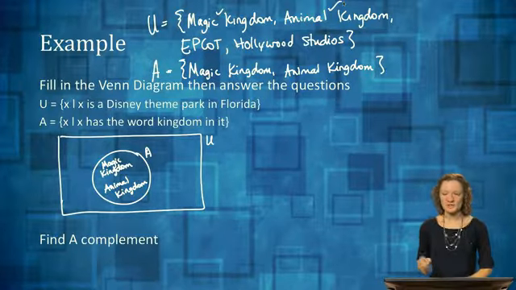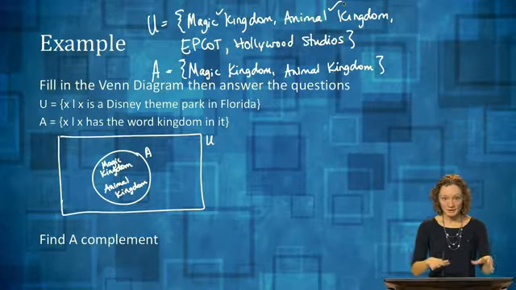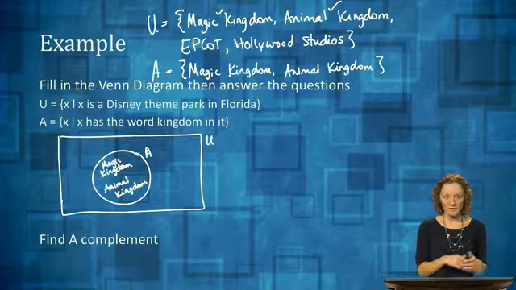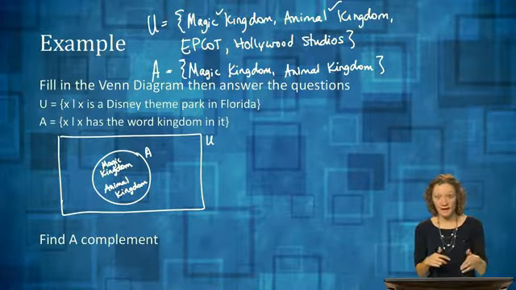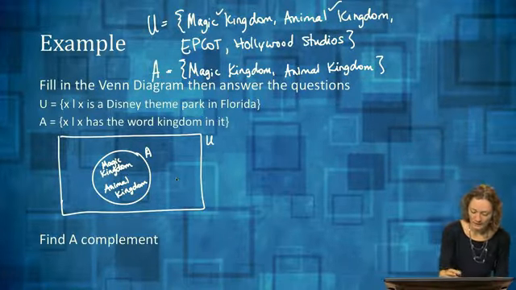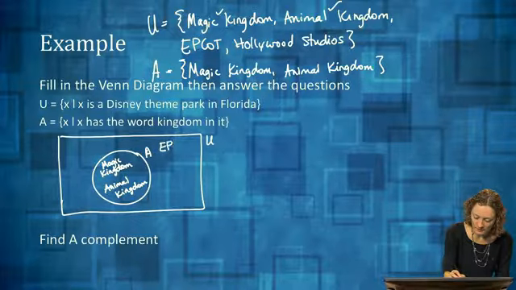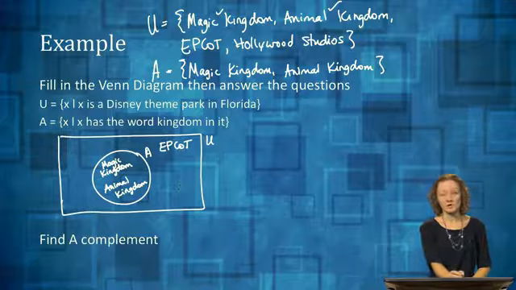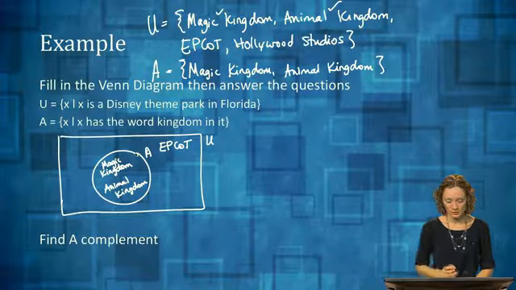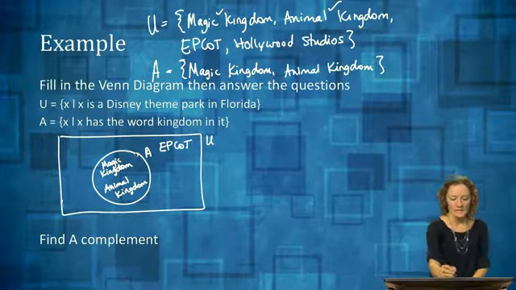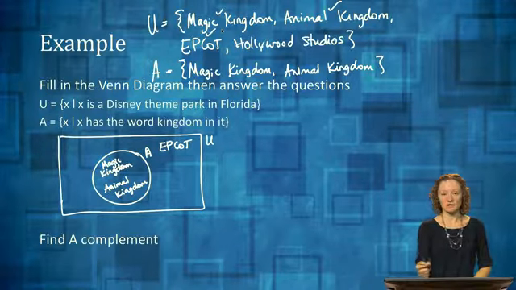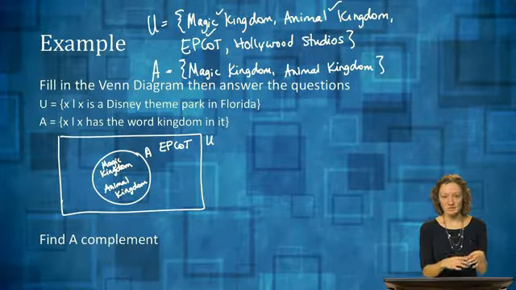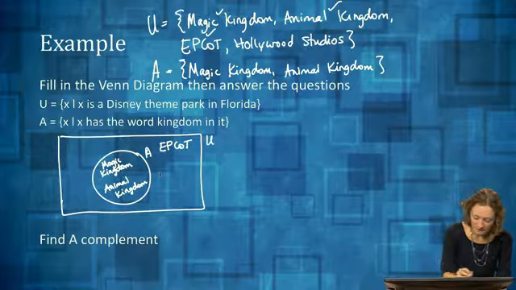Next item in the universe is Epcot. It has to be placed in the universe, so it's got to go somewhere in the rectangle. Since it does not have the word kingdom in it, it'll go outside of A. And I chose to put it up in this corner. As long as it's outside of the circle, it can go anywhere outside of the circle in the universe. And then the last element of our universe is Hollywood Studios. Hollywood Studios is not in A, so it must be outside of A.